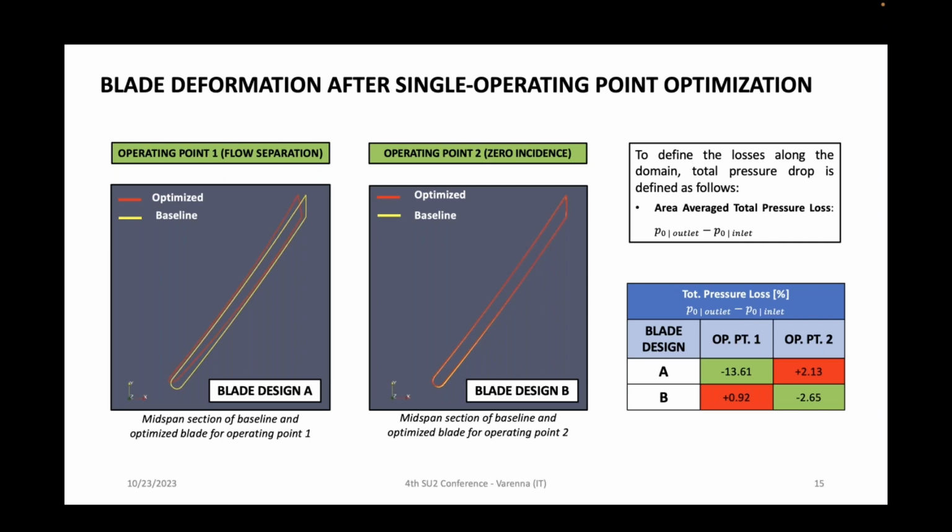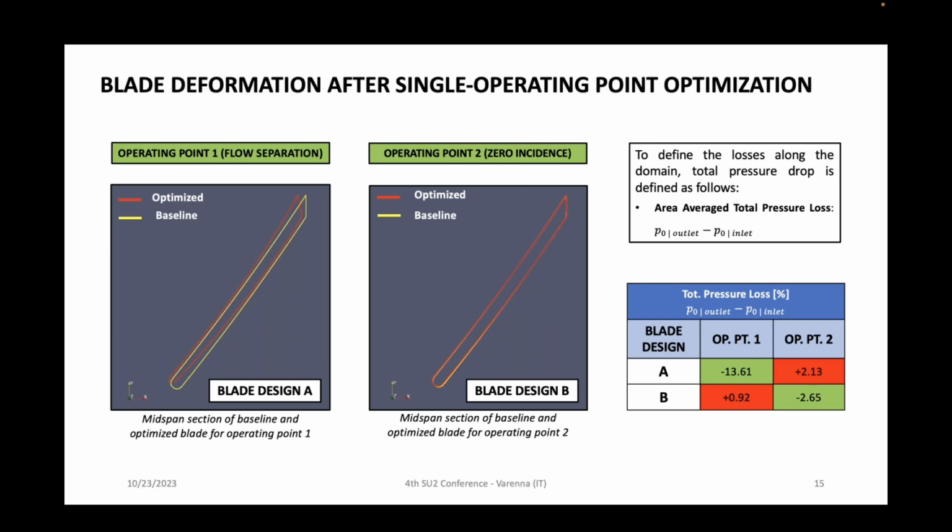If I optimize only with respect to operating point number one, then at operating point number two, my total pressure loss is increased. More loss than my baseline. This is why we carried out this study for multi-point optimization.